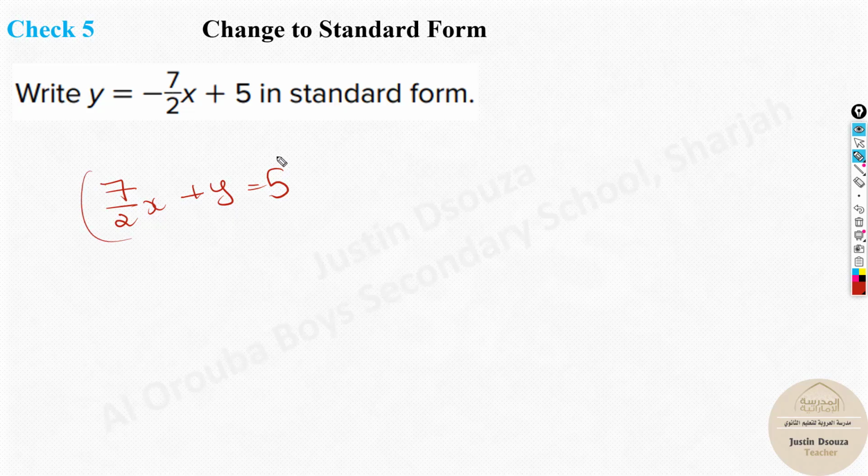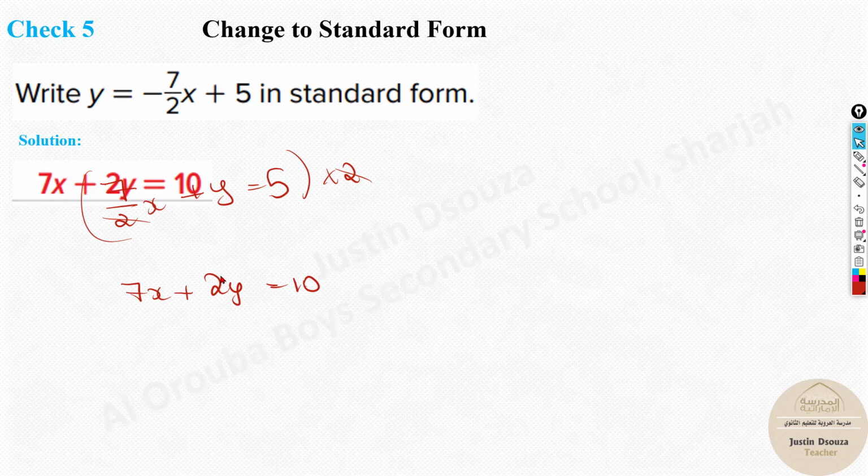So I'll multiply throughout by 2. What happens? This 2 and 2 cancel. You will have 7x plus 2 times y is 2y equals 10. That is the standard form. Let's quickly check over here. 7x plus 2y equals 10. That's the answer. Very straightforward, very easy, isn't it? Just 2 steps and the answer is obtained.